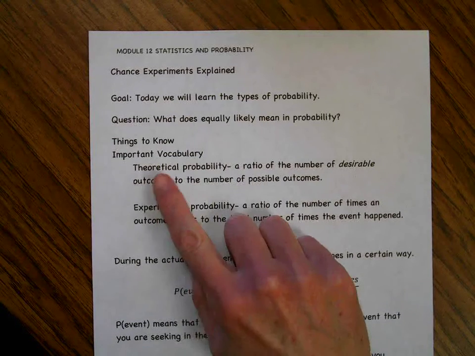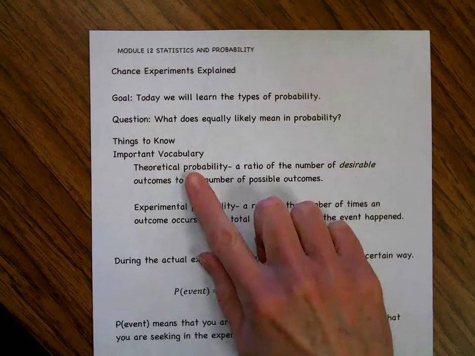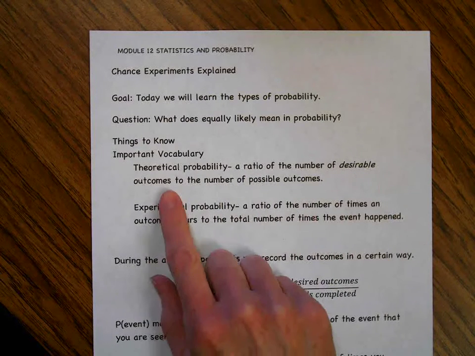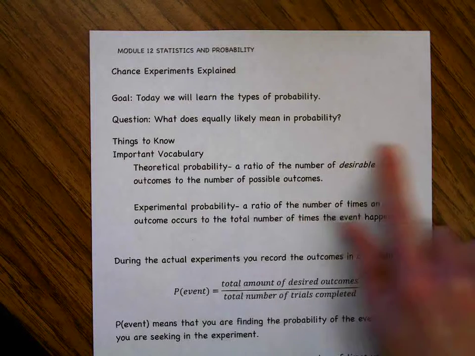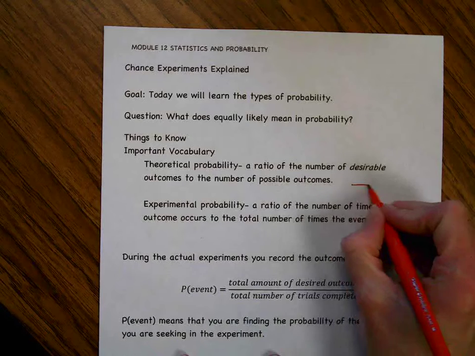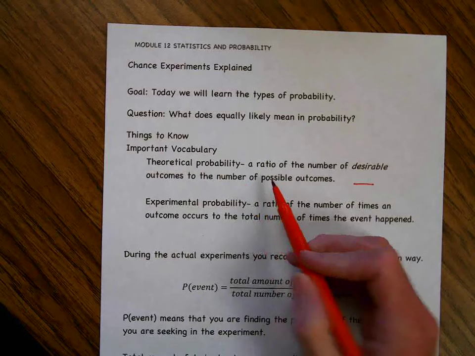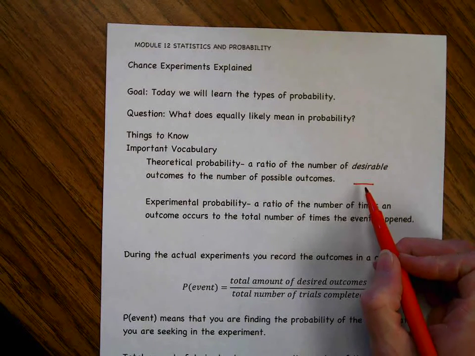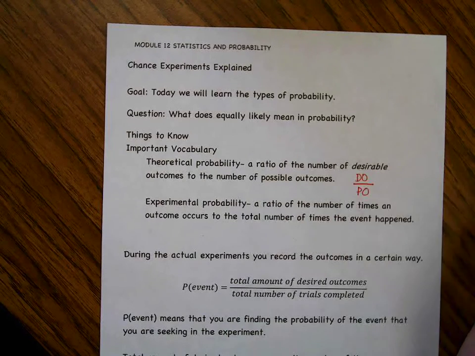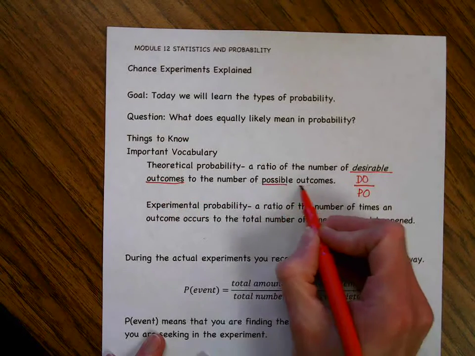The important vocabulary that I am going to focus on is that there is theoretical probability and there is experimental probability. Theoretical probability is a ratio of the number of desirable outcomes to the number of possible outcomes. Remember, a ratio is a comparison of two things, and the comparison is usually shown in probability using a fraction bar. The ratio used in a fraction bar would be desirable outcomes over possible outcomes.